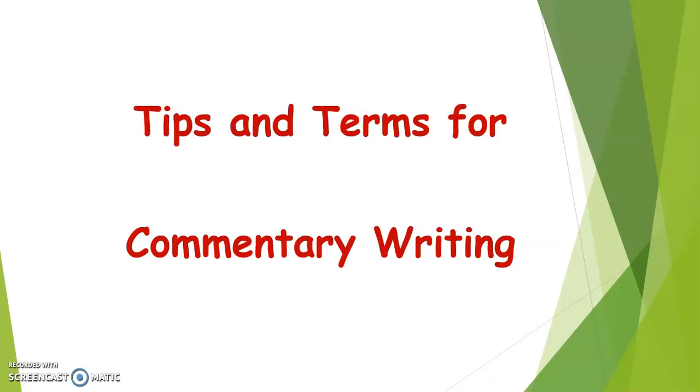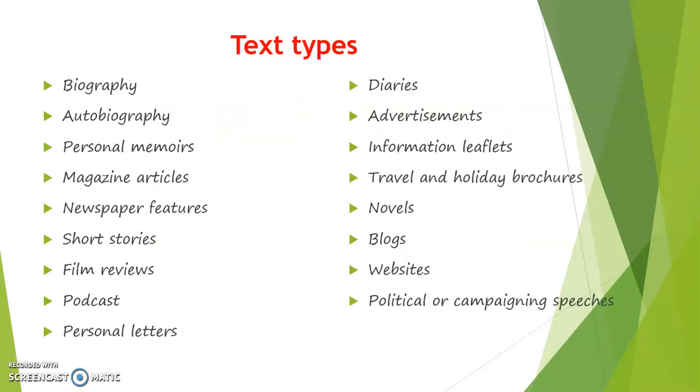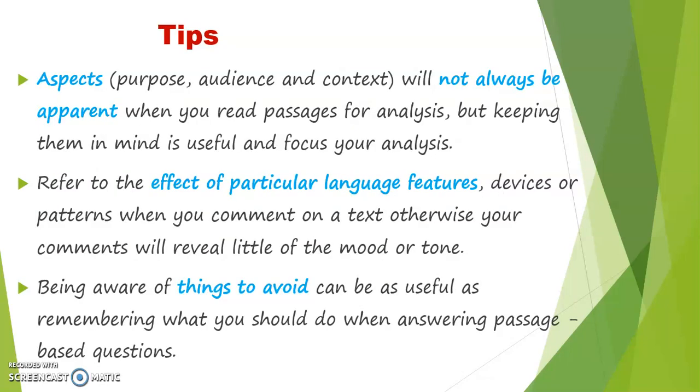There are a few tips and terms for commentary writing. First of all, these are the text types that are usually tested for the 9093 English Language paper. The first tip is to look into the aspects that are not always apparent when you read the passage for analysis, but always keep in mind that it is useful and your focus of analysis is needed. Refer to the effect of particular language features, devices and patterns when you comment on the text. Otherwise, your comments will reveal little on the mood or the tone.